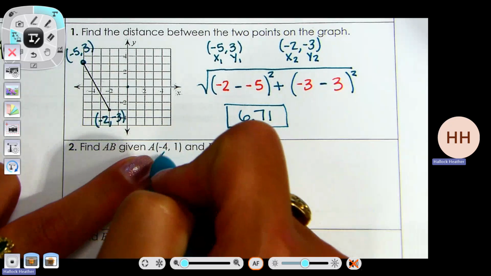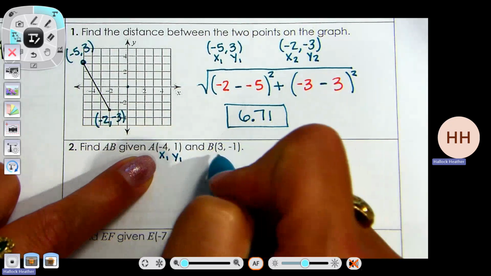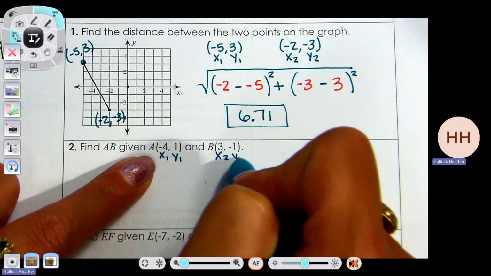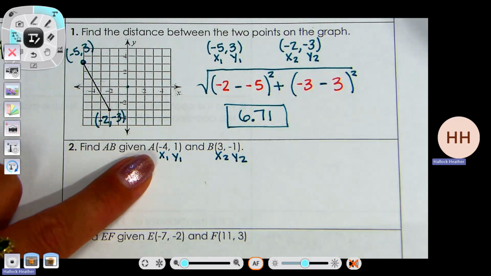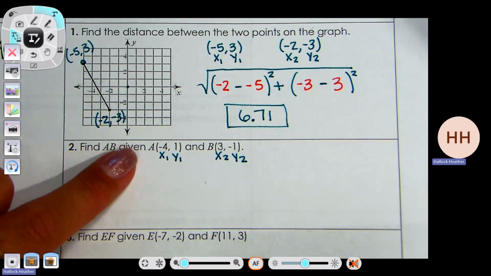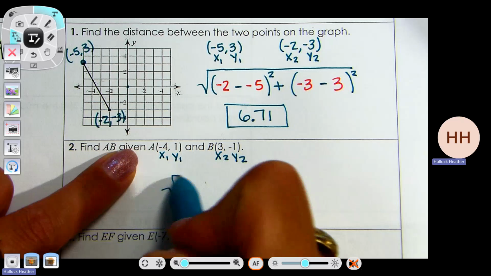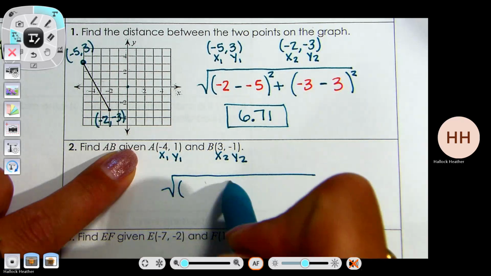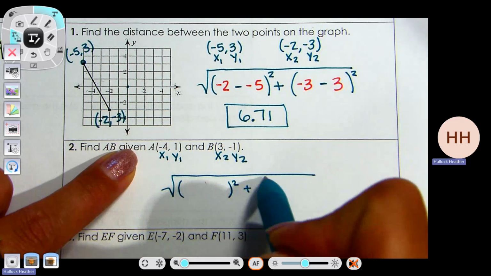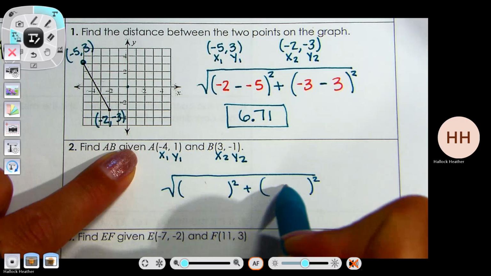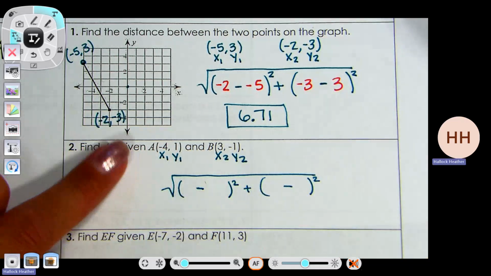This is going to be x1, y1. This is going to be x2, y2 because it's first coordinate, second coordinate. Take a second and try to fill in your blanks. Write it out on your paper first. And then fill in your numbers.